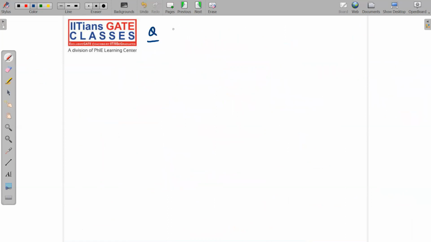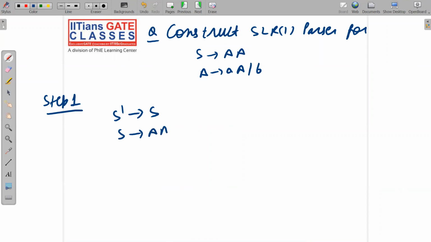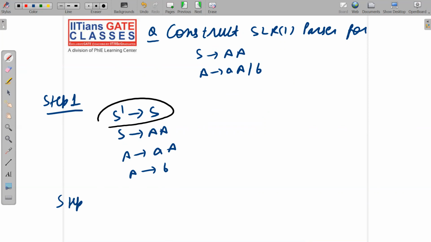So now the question is construct SLR1 parser for S goes to A, A goes to aA or b. Same. So step number 1, augmented production. S dash implies S, S goes to A, A goes to aA, and A goes to b. So this is your step number 1 completed. This is our augmented production.